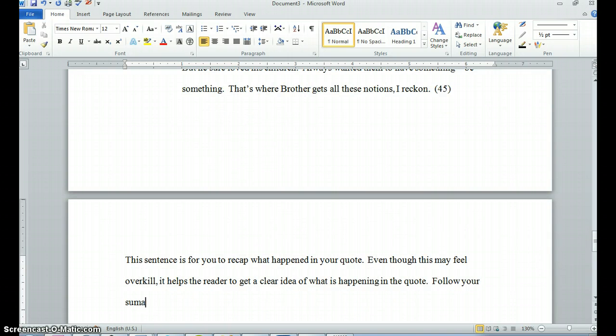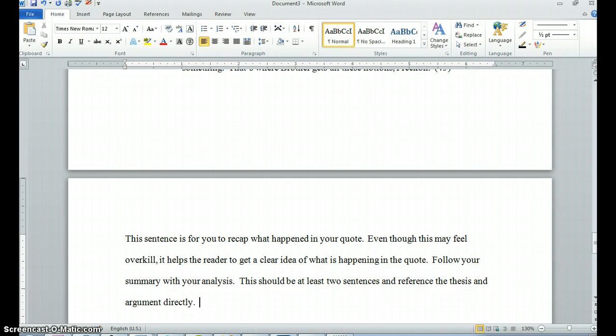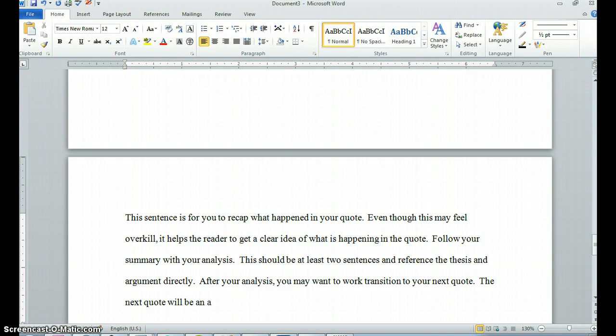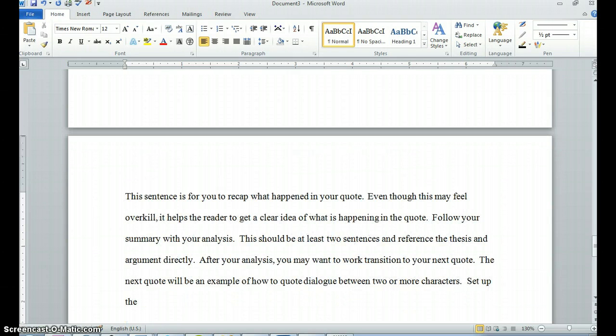Follow your summary with your analysis. This should be at least 2 sentences. You want to write the word out completely. And reference the thesis and argument directly. Excellent. After your analysis, you may want to work on a transition to your next quote. The next quote will be an example of how to quote dialogue between 2 or more characters. Set up the context by saying what is happening, what led up to this moment, where and when it happens.